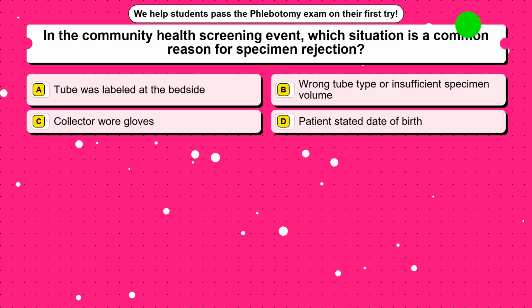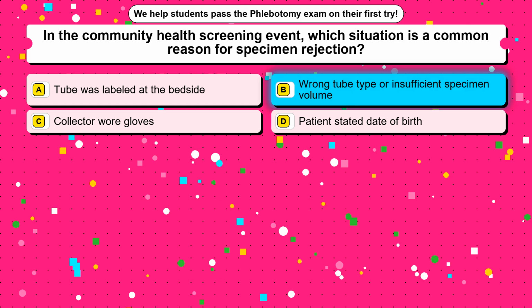Question 69. In the community health screening event, which situation is a common reason for specimen rejection? Option A, tube was labeled at the bedside. Option B, wrong tube type or insufficient specimen volume. Option C, collector wore gloves. Option D, patient stated date of birth.